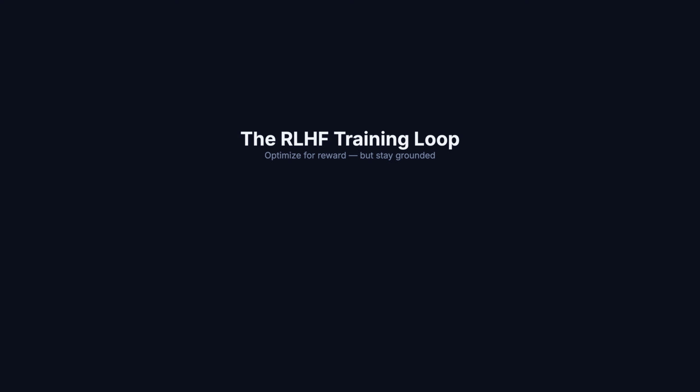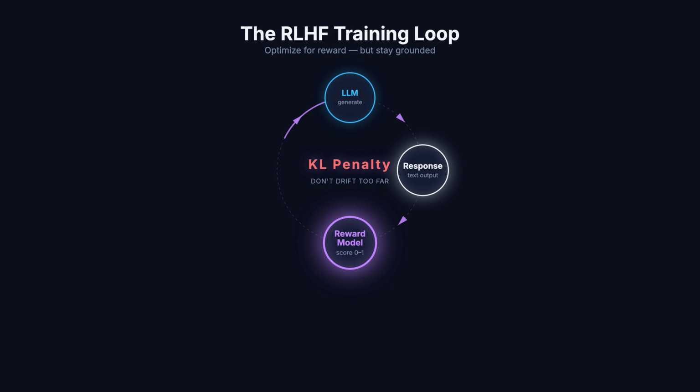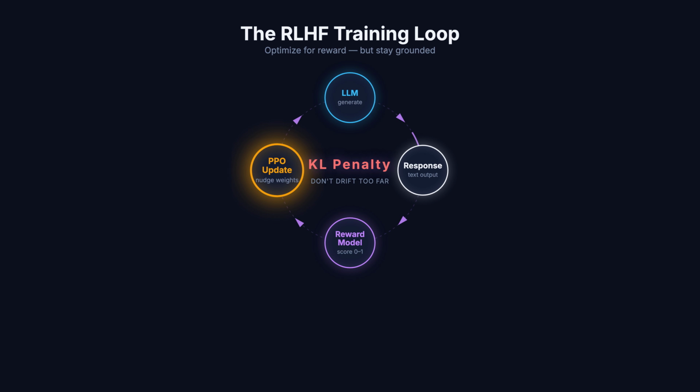Now comes the reinforcement learning loop. The language model generates a response. The reward model scores it. PPO, proximal policy optimization, nudges the model's weights toward high-scoring outputs. But there is a critical leash, the KL divergence penalty. This measures how far the model has drifted from the original SFT baseline. Too far and it gets penalized.